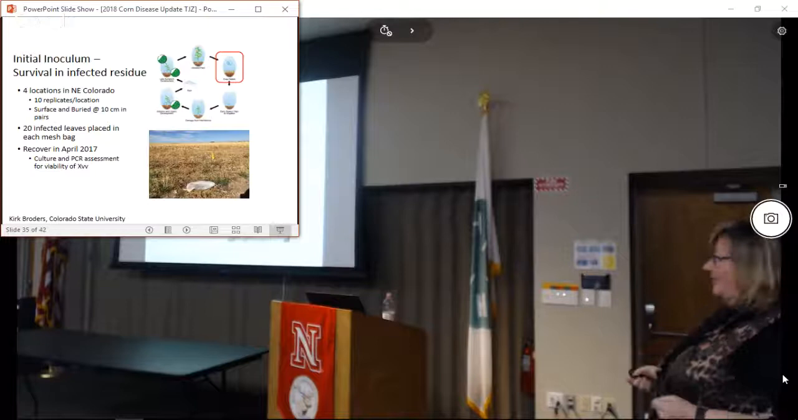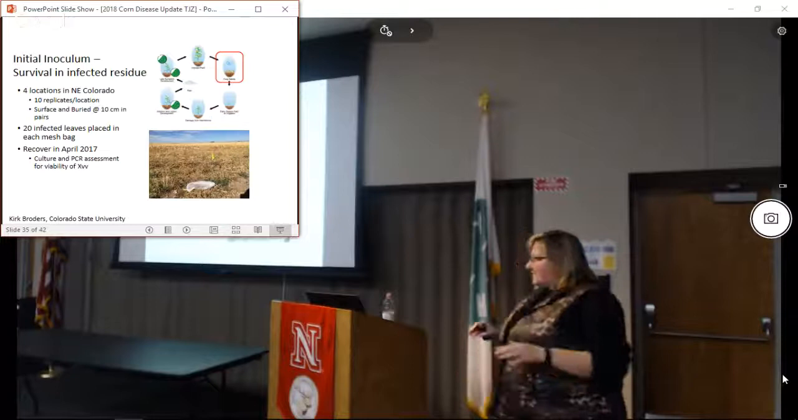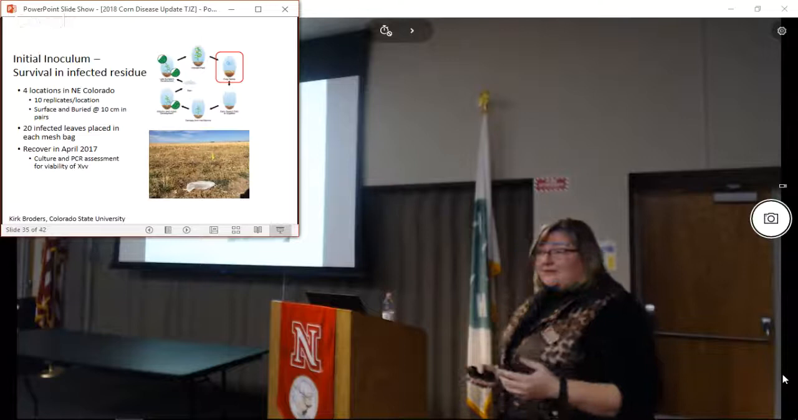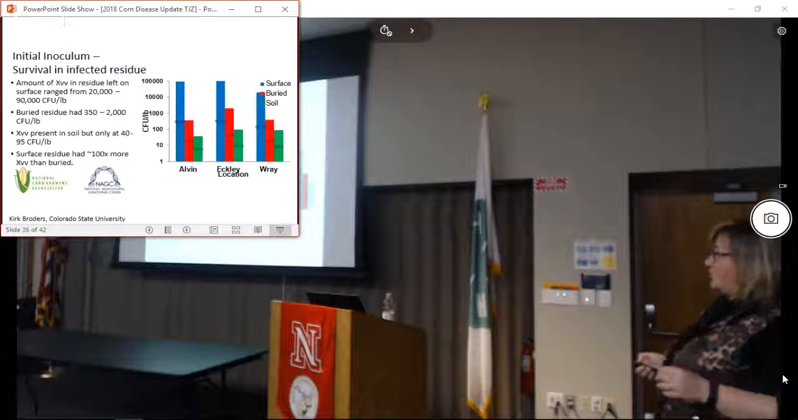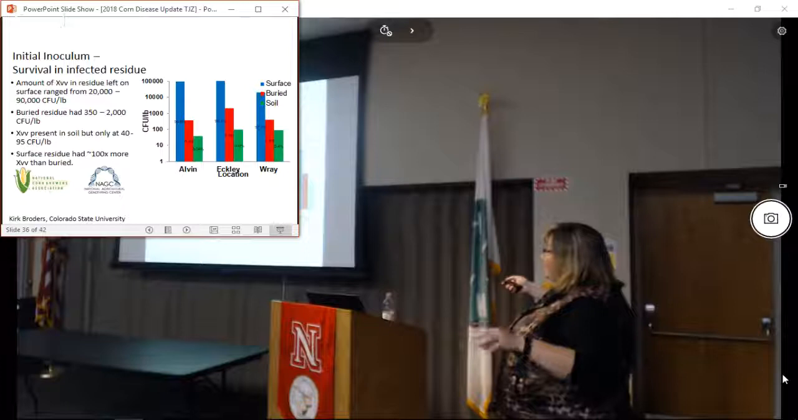In this overwintering study, one of the things we did is we have samples that we stake down on the surface of the soil to represent what you might see in a no-till situation. We also have a bag buried underneath about 6 or 8 inches to represent what you might see with tillage. All these bags are filled with leaves that have bacterial leaf streak, collected at the end of the season. Some of his initial work from 1 year at 3 locations shows that, as you might expect, there was a lot more bacteria in the leaves maintained on the surface. That's what the blue bars are.